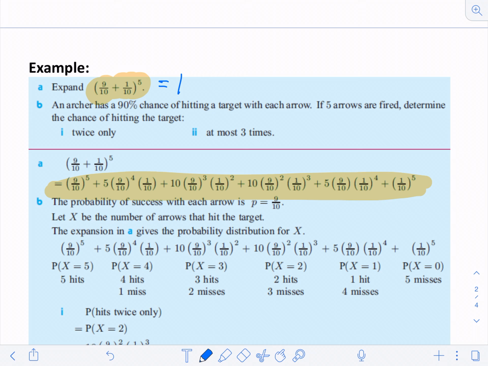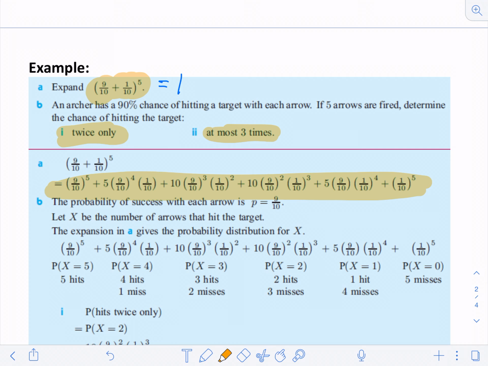Now look at part B. It says an archer has a 90% chance of hitting a target with each arrow. If they fire 5 arrows, determine the chance of hitting a target either twice only, or at most 3 times. So what are the probabilities of me hitting the target twice, right?